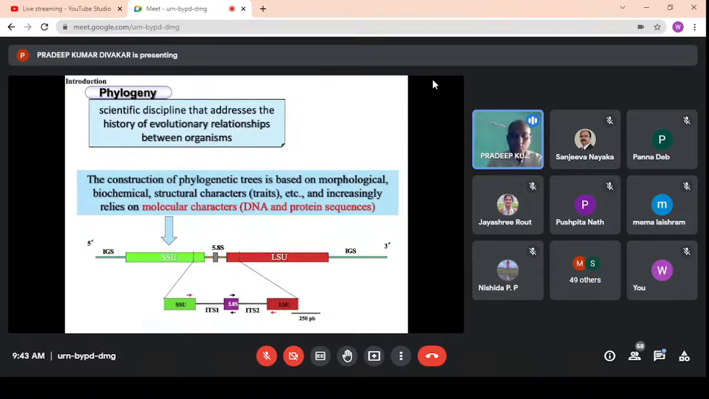I have given an example here. If you see, this is the small subunit, this is the large subunit, and in between the two subunits is the ITS region that joins both subunits in the nuclear genome. So this is ITS1, ITS2, and 5.8S. These are the regions. This is suitable for species discrimination in lichens and fungi, but it's not suitable for species discrimination, let's say, in higher plants.